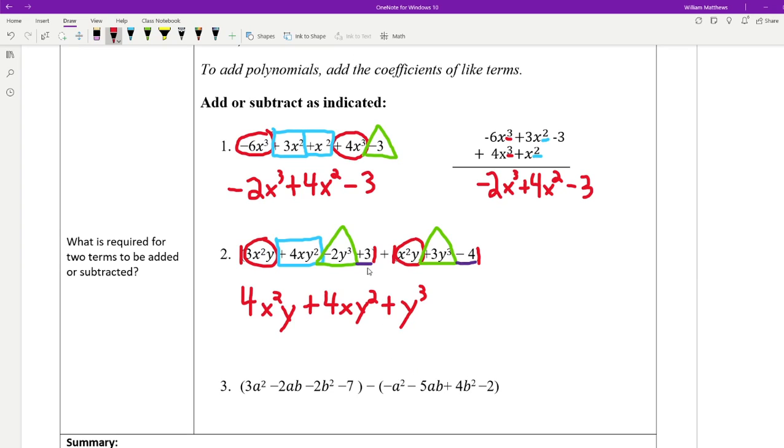And our last step is our constant. Since it has no variable, we can just do 3 minus 4, which is a negative 1. Or more specifically, it is 3 plus a negative 4, which would be a minus 1. So our simplified polynomial would be 4x squared y plus 4xy squared plus y cubed minus 1.